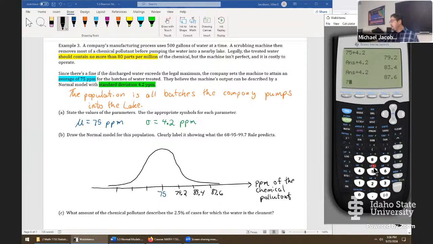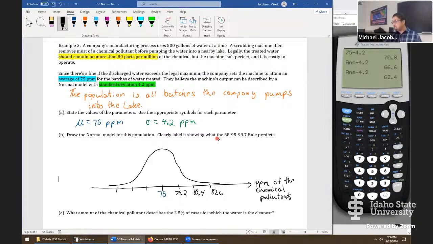After doing that, turn around and go 75 minus 4.2. So that's one tick mark to the left. And I'll keep the strategy. Let's go minus 4.2 again, minus 4.2 again. So these three numbers are on our left tick marks, starting at 70.8. Then 66.6, slightly evil number, and then 62.4. So there's our normal model.